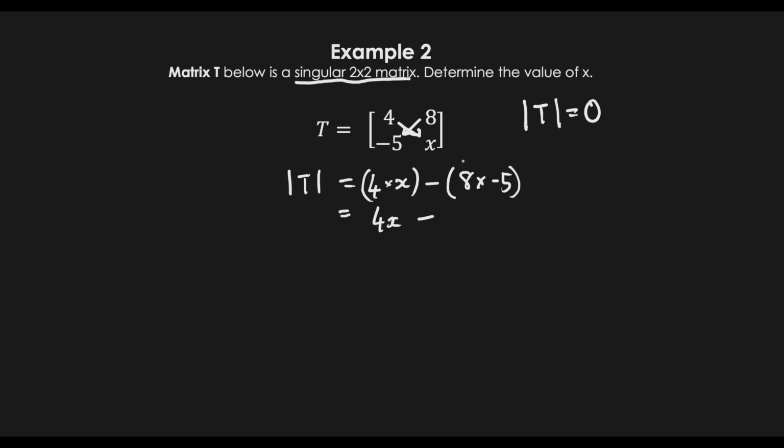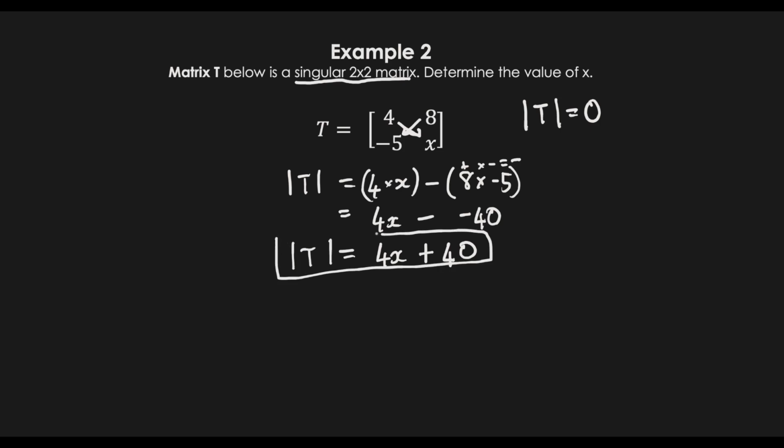Now a positive value times a negative value is equal to a negative value. Therefore, we will get negative, then 8 times 5 is 40. So essentially, positive 8 times negative 5 would give us negative 40, because a positive times a negative equals a negative. So then we'll have 4x, and because we have this minus minus, this will turn to a plus. So we have 4x plus 40. So this here is the determinant of T.